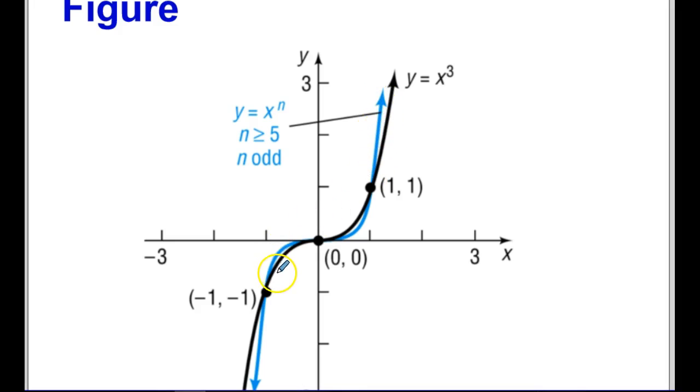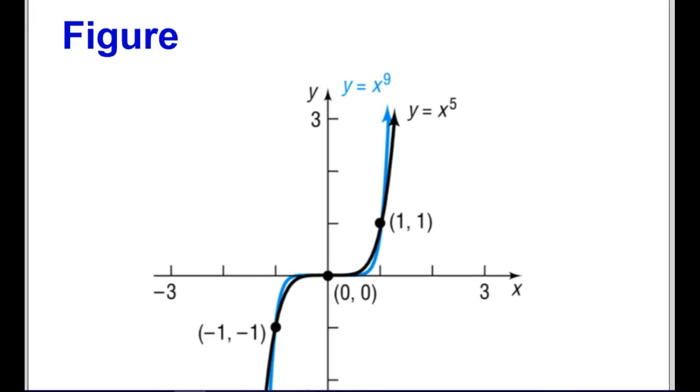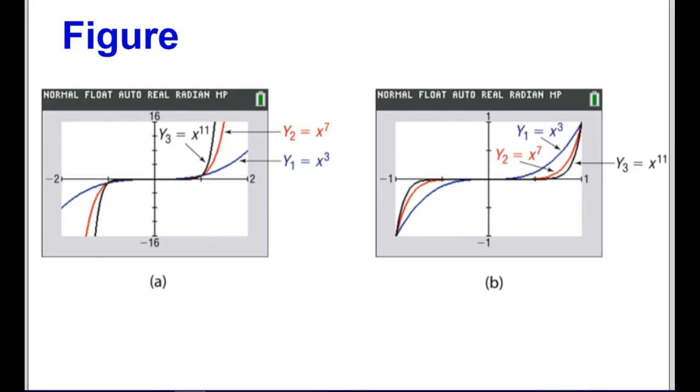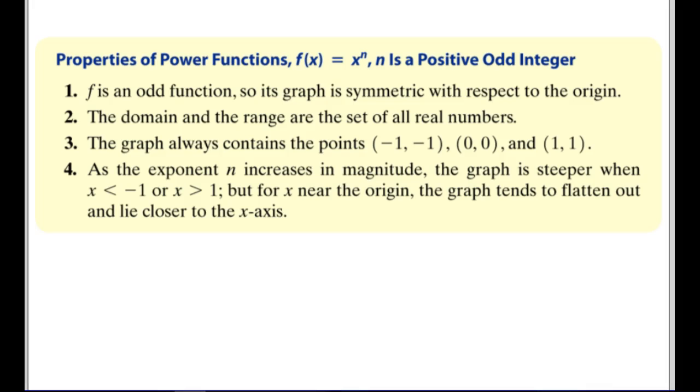Again, just like the last one, the closer we get to the origin, we flatten out, but the further away we get, the steeper it gets very quickly, the larger our n value gets. And again here, I've got my x to the 5th and x to the 9th. So the larger the exponent, the more I flatten out near the origin, but I get steeper much faster. Same thing here.